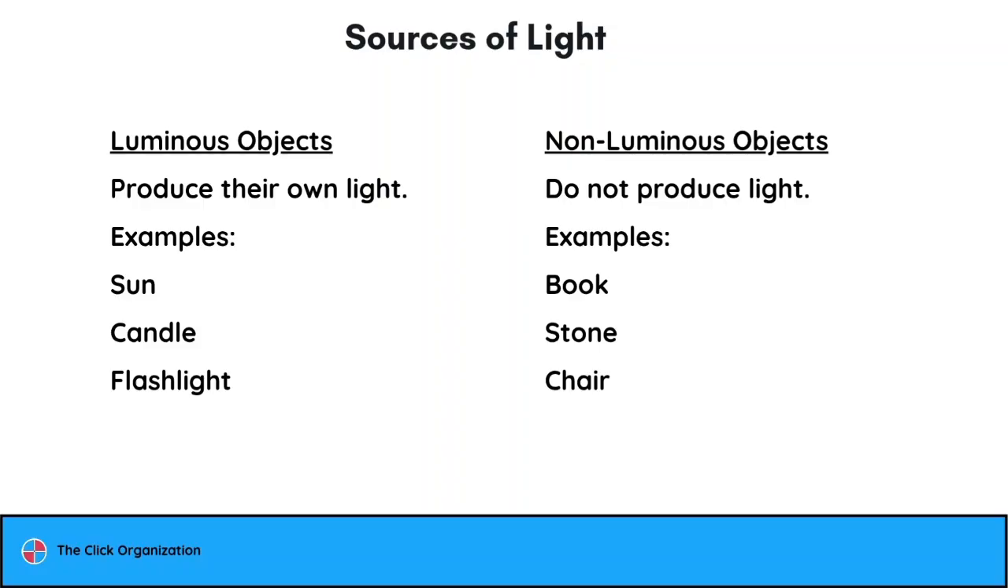And after that we have non-luminous objects, which, on the other hand, do not produce light. Examples include books, stones, chairs, etc. And it is important to remember that we can see non-luminous objects because they reflect light from another source into our eyes.